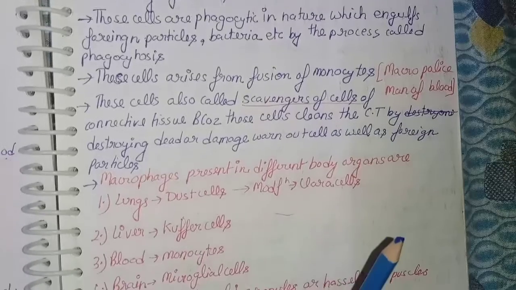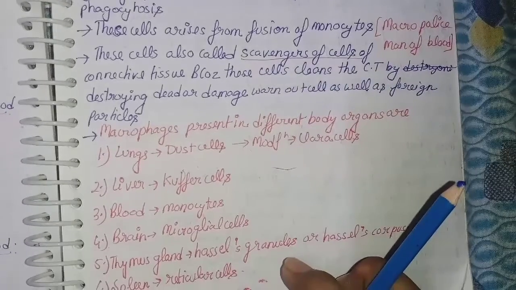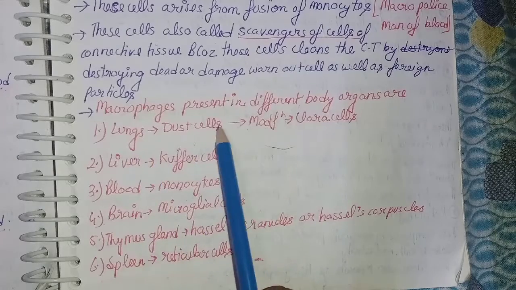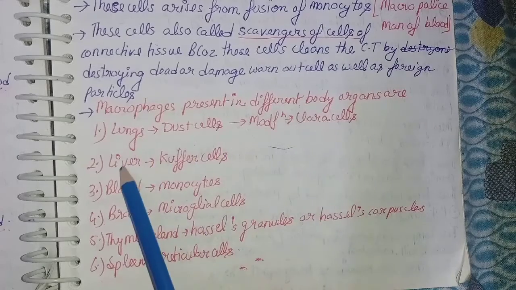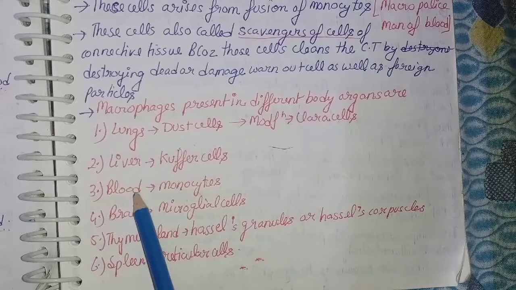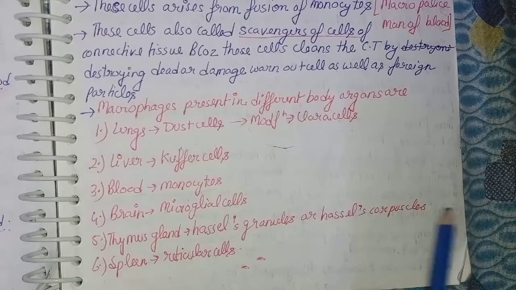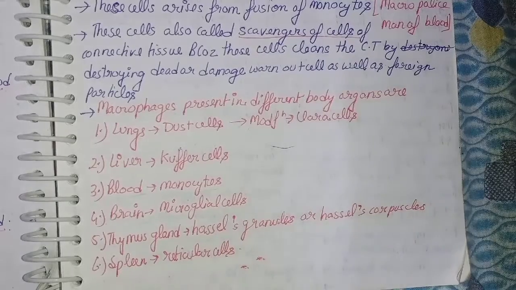Now coming to macrophages present in different body organs: in lungs, it is called dust cell, which modifies to form Clara cell; in liver, Kupffer cell; in blood, monocytes; in brain, microglial cell; in thymus, Hassall's corpuscle cell; in spleen, reticular cells.